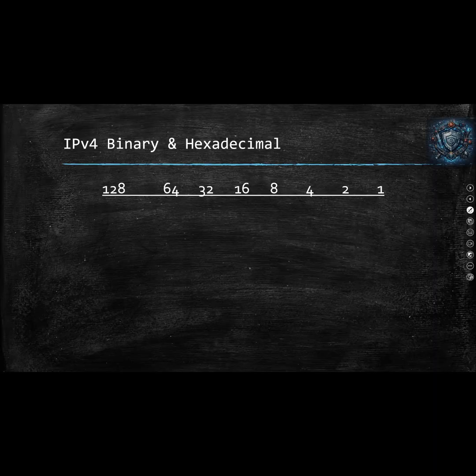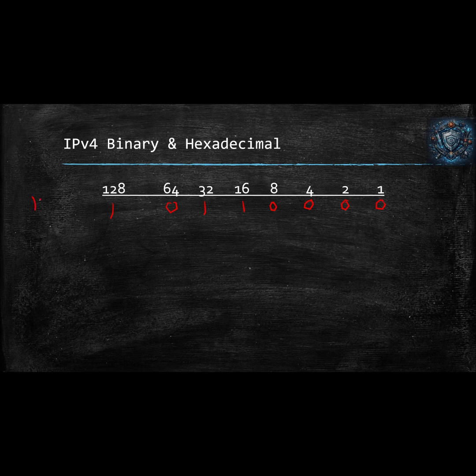So let's say we have a binary value of 1, 0, 1, 1, 0, 0, 0, 0. Again, I don't know why there's polygons, but we'll work with it. So how do we do this? Well, whatever has a 1 underneath it, we're just going to add together.